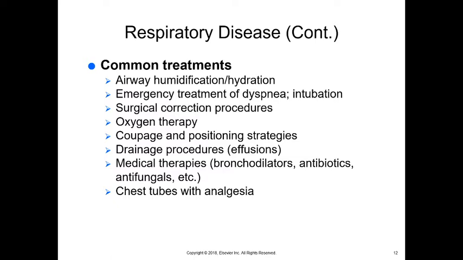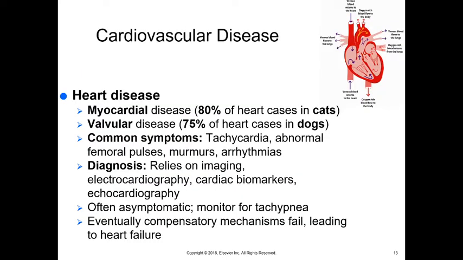Medical therapies, so medicines that open up the bronchioles, antibiotics, antifungals. We have to do some diagnostics in order to find out what medical therapies are going to work best. And then sometimes we have to do chest tubes, and if we put chest tubes in, they can be painful. So analgesia means to use something to reduce the pain. So that's respiratory disease.